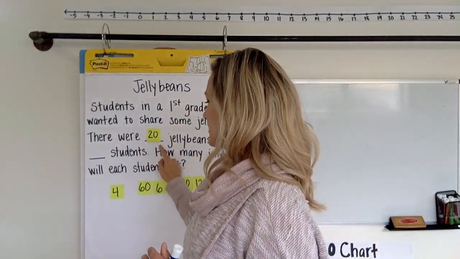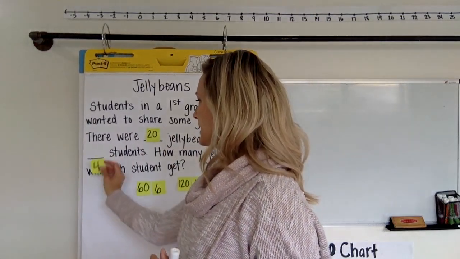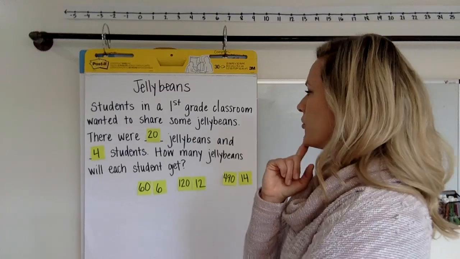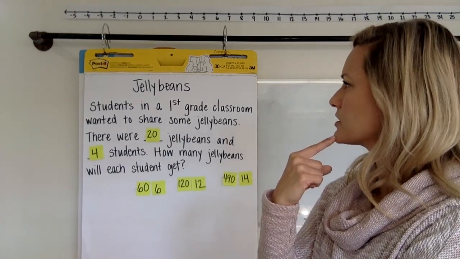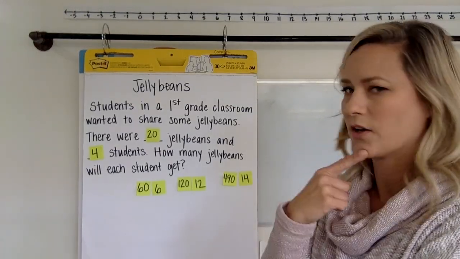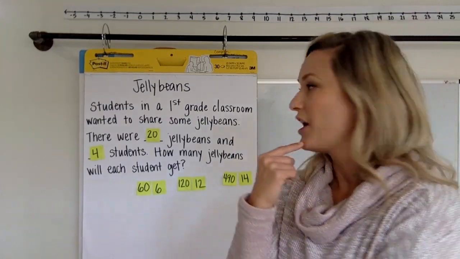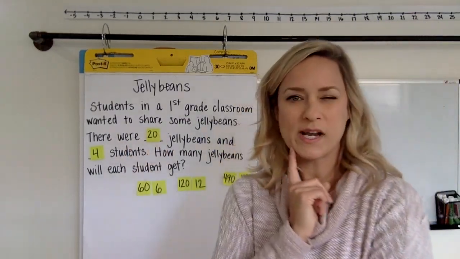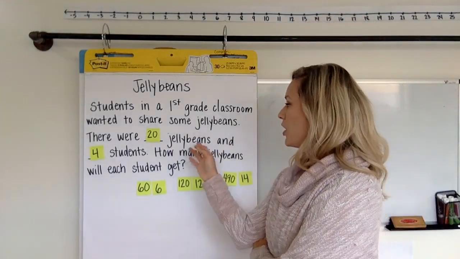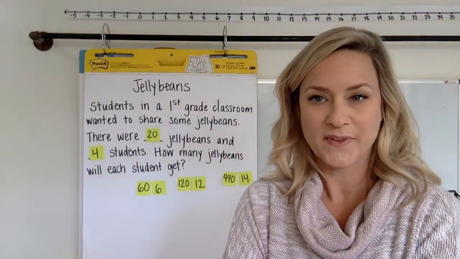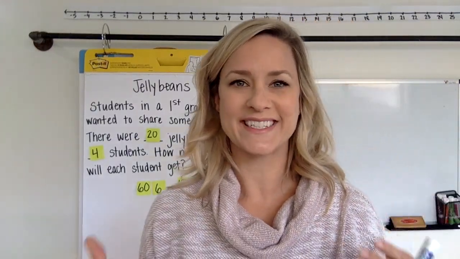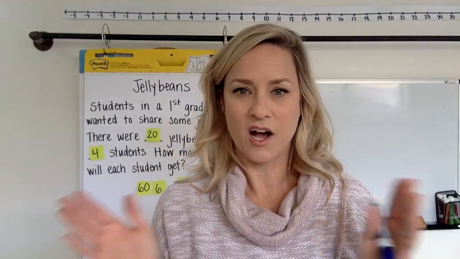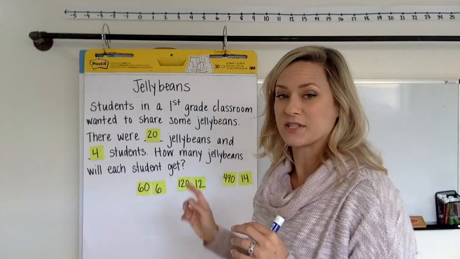I have to put my first sticker on the first line and my second sticker on the second line. And then I want to ask myself, what do I know for sure? So what do you know for sure in the story? Let's read it again. Students in a first grade classroom wanted to share some jelly beans. Okay, so we know that they're going to be sharing with some friends, okay? All right, there were 20 jelly beans. Okay, 20 jelly beans. Ooh, and it's just 4 students who are going to share. All right, and we're trying to figure out how many jelly beans each student might get if they have an equal share. All right, so choose your just right number set and follow your teacher's instructions on turning this in.